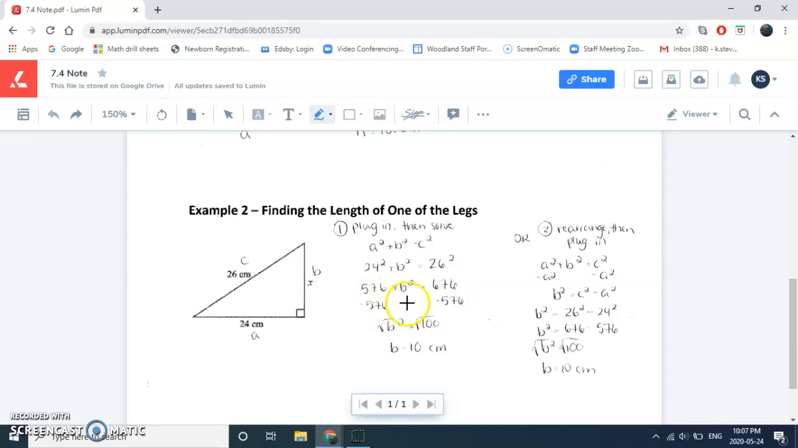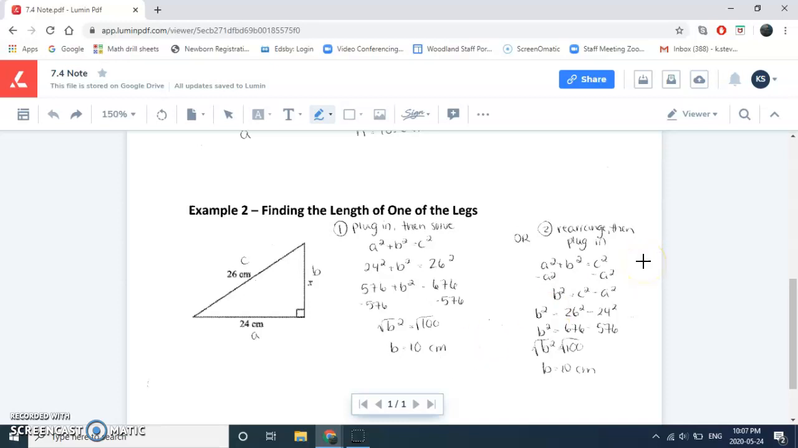Now, we remember from our algebra unit, we want to get our variable on its own. We see that this is a positive 576, so we need to subtract the opposite, subtract 576. So 676 subtract 576 will give us 100. Then we see that we need to get rid of the squared on this side, so we need to do our square root. That gives us just b on this side. We do the square root of 100, and that gives us 10 centimeters. So that's our one way.